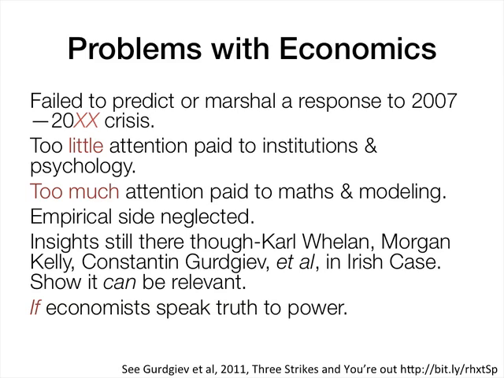Okay. What are the problems with economics? We absolutely failed to predict the crisis. We failed. There were honorable exceptions, people like David McWilliams, who was ridiculed as an economist in 2008 and 9. He was right. He was talking about this in 2003. So McWilliams gets a pass, Morgan Kelly gets a pass. Most economists across the world failed to predict or marshal a response to the 2007 to whenever this thing starts. We definitely paid too little attention to psychology.